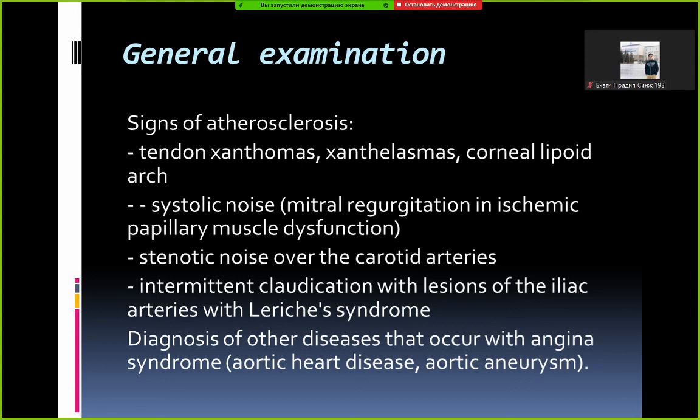Intermittent claudication with lesions of the iliac arteries, with Leriche syndrome. Diagnosis of other diseases that occur with angina syndrome, such as aortic heart disease or aortic aneurysm.